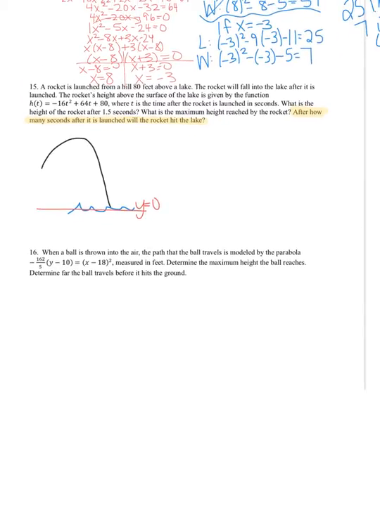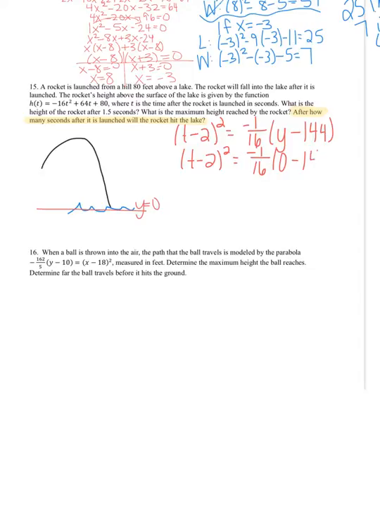So we just had this equation written down: t minus 2 squared equals negative 1 over 16 times y minus 144. So this is when y equals 0. So I'm solving for when y equals 0, so I'm going to plug in 0 for y. So now I have t, do not double distribute this because it's already set up for you to just finish out completing the square. So negative 1 over 16 times 0 minus 144 gives me 9.